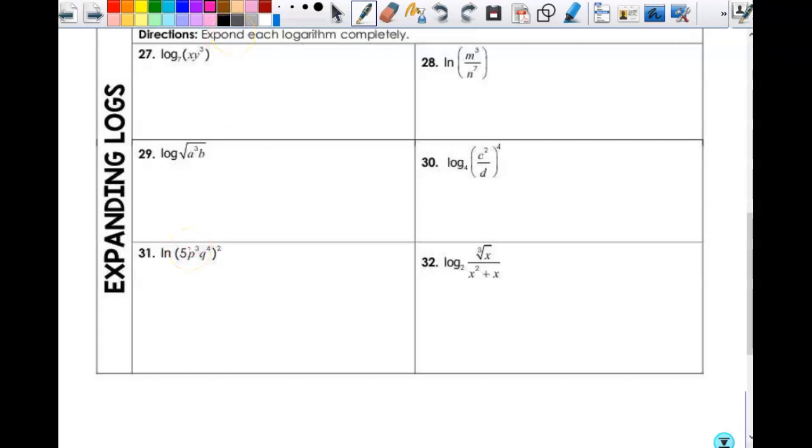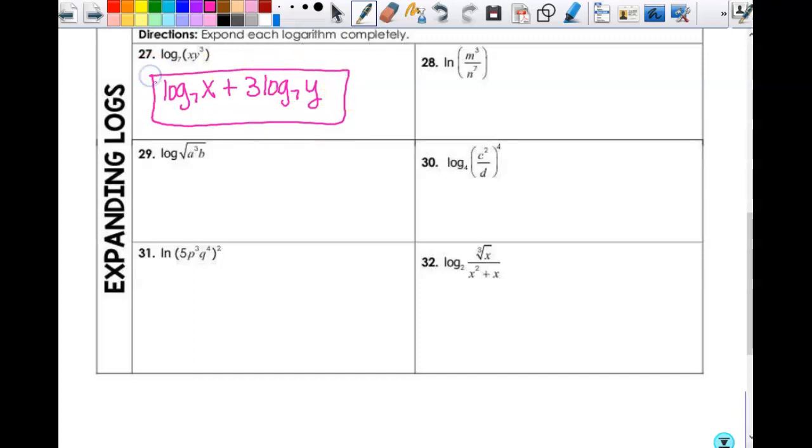So we have to keep that log base 7. They're being multiplied, so we're going to add the 2, and then we got an exponent. We can do this all in one step. So this can be log base 7 of x plus 3 times log base 7 of y. And we're done.